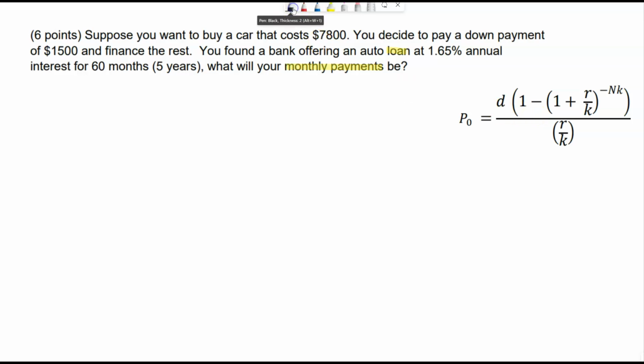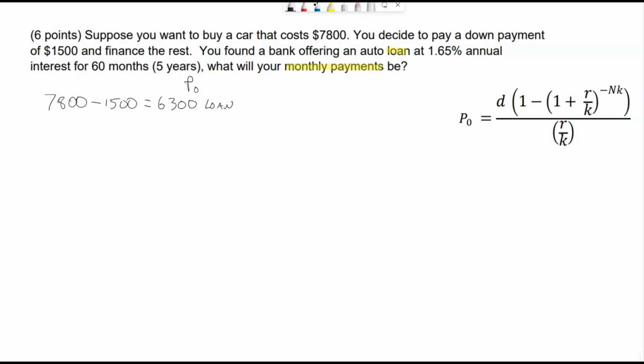Now a couple things first. The loan amount, we have $7,800 to pay off for the car. We're starting out with paying off $1,500. So that gives us $6,300. That's the loan. That's going to be the P sub 0, the initial value borrowed from the bank.